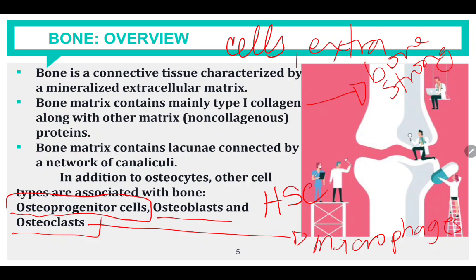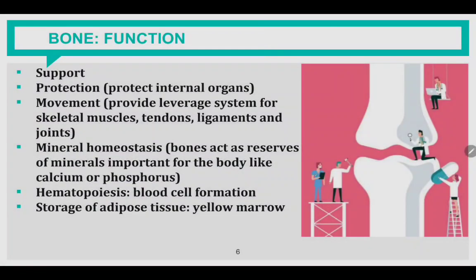What is the function of the bone? The bone functions as a support. It also provides protection for internal organs, such as the rib cage, which protects the heart. For movement, it provides a leverage system for skeletal muscle, tendons, ligaments, and joints. Basically, it is the entire framework of the human body. Another function is mineral homeostasis. Homeostasis means equilibrium. Bones act as reserves of minerals important for the body, like calcium and phosphorus.